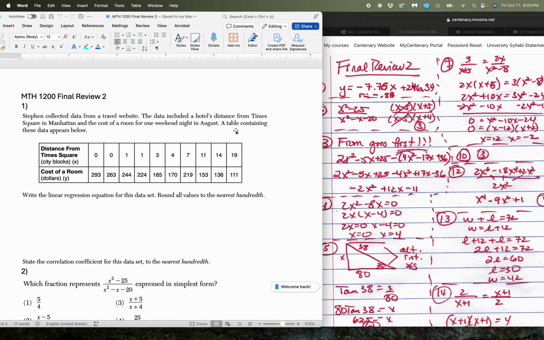You're going to go Stat, Edit, and in the X column, you're going to list all of these across the top row: 0, 0, 1, 1, 3, 4, 7, 11, 14, 19. And then in the L2 list, you're going to put 293, 263, 244, and so on. Then you're going to go to Stat Calc, fourth one down, linear regression.